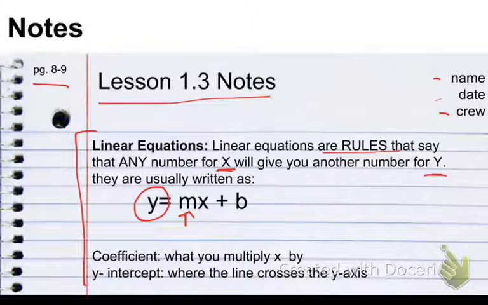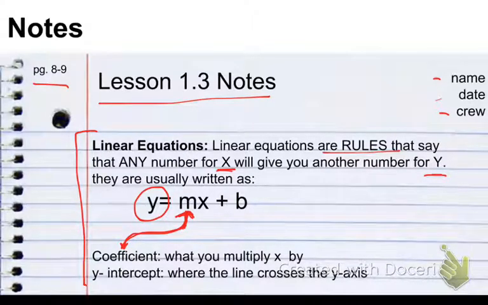Now, the m here is our coefficient, and the coefficient is what we are multiplying x by. So if we're doubling x, our coefficient is 2. If we're multiplying x by 3, our coefficient is 3. If we're multiplying x by 25, our coefficient is 25. It's what we are growing by, our rate.